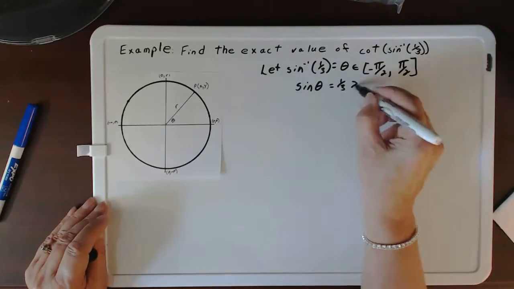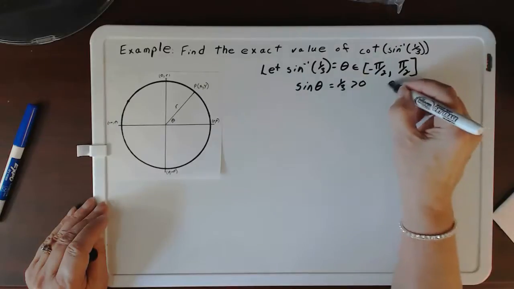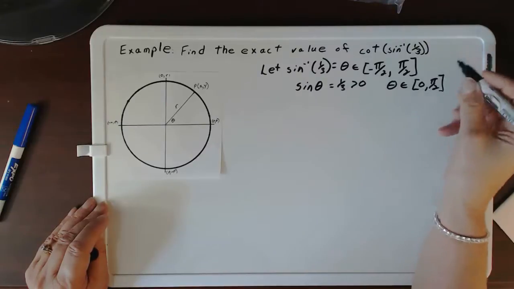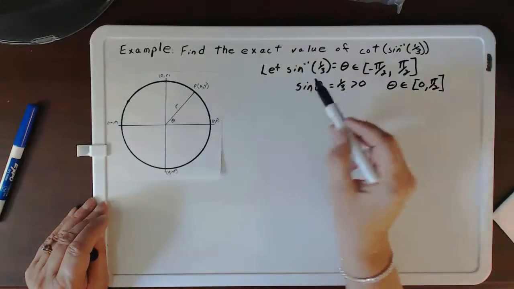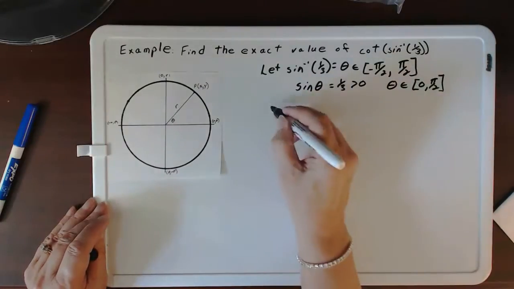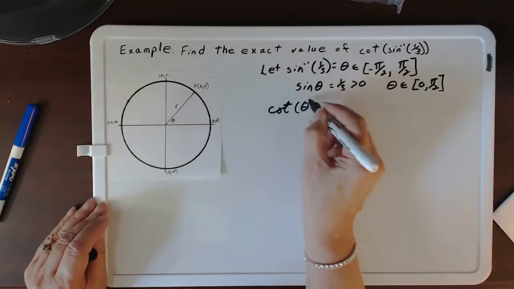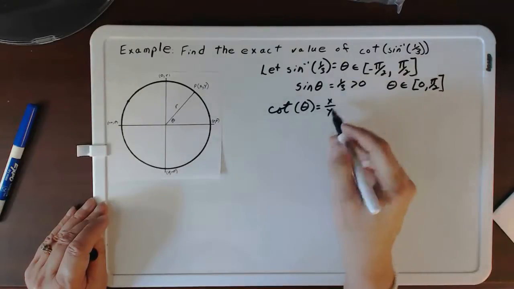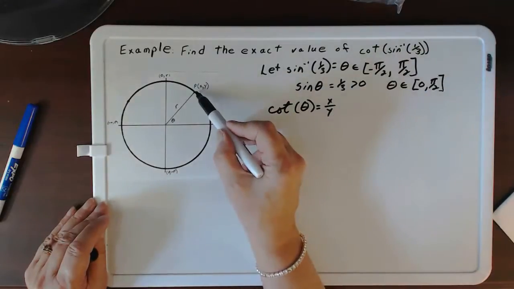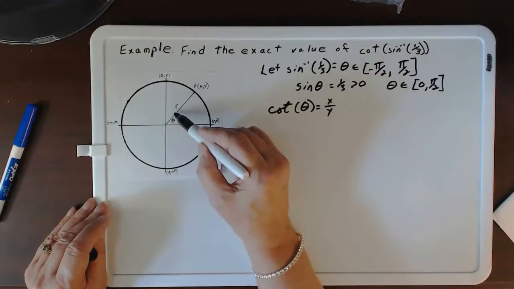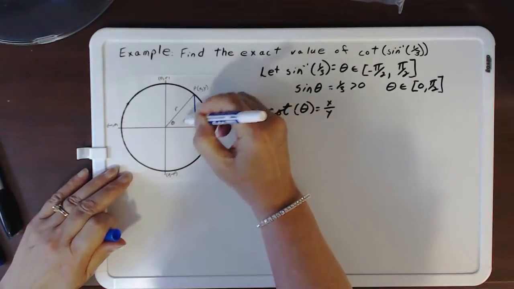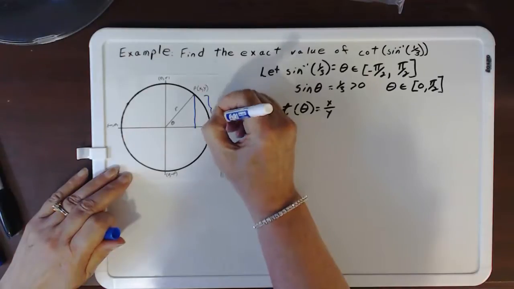Now 1/3 is positive. Therefore, we know that theta is going to live between 0 and pi over 2, or it's in quadrant 1. Now, since the inverse sine of 1/3 equals theta, this problem now becomes the cotangent of theta is x over y, where this x and y represent the point on the circle of radius r corresponding to the angle theta. The y-coordinate represents the height this point is from the x-axis. This distance is y.